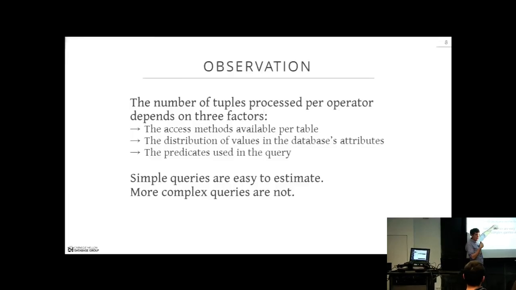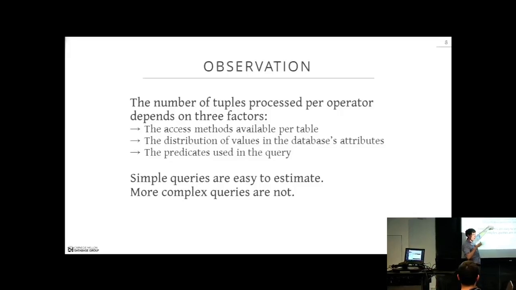And related to this, the number of tuples we plan on processing also depends on the predicate that we're using in the query. If it's an equality predicate on a primary key, then we know we're going to get one tuple. But if it's a sequential scan over a range, and most of the tuples are emitted in that range, then we're going to generate a lot of tuples. So in our cost model, we're going to try to estimate all of these things, because that's going to tell us how many tuples we're going to process and how many tuples we're going to generate.